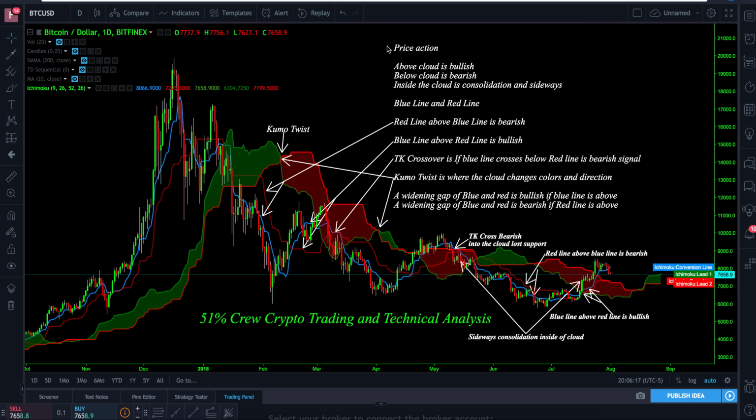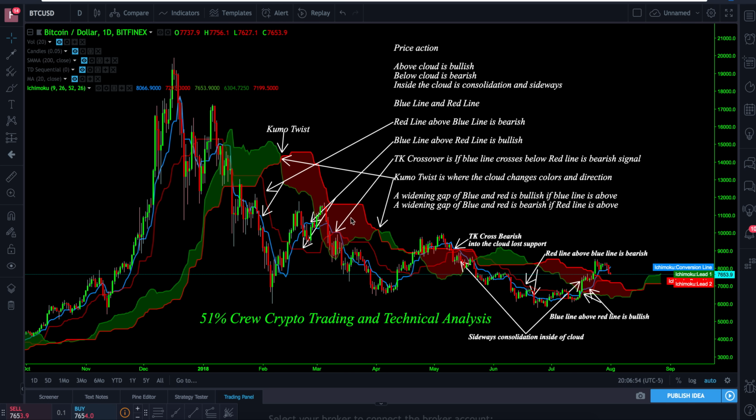So the rules to this are price action, like as far as the price. If the price is above the cloud, somewhere up here, see how this is above this cloud? That's considered bullish. Price action above the cloud is bullish. If it's below the cloud, then we are in bearish territory. So that leaves the rest of the chart. If we're inside of the cloud, this is considered a consolidation period, and generally, but not always, is sideways action.